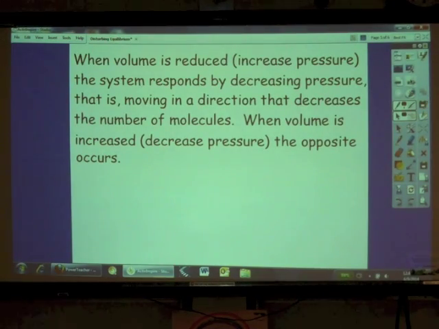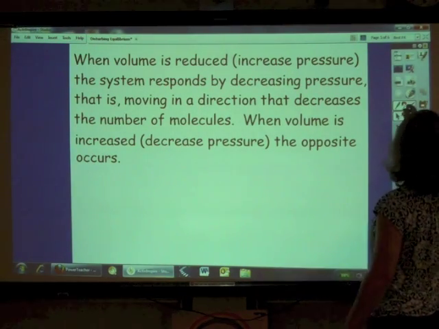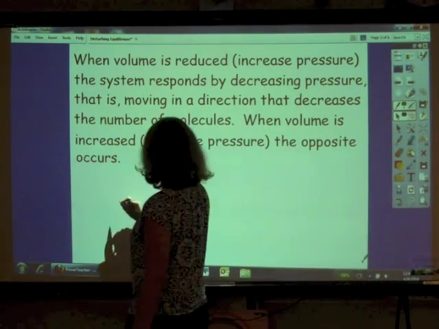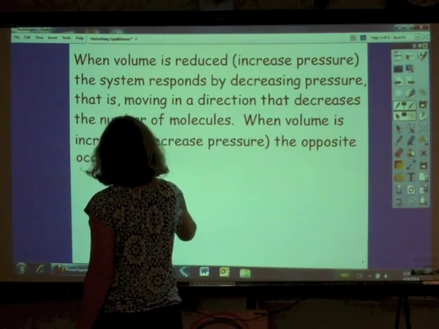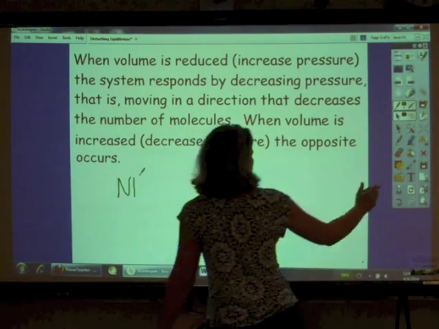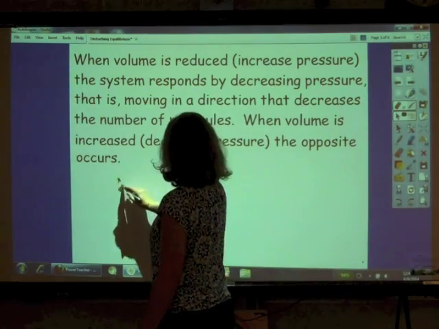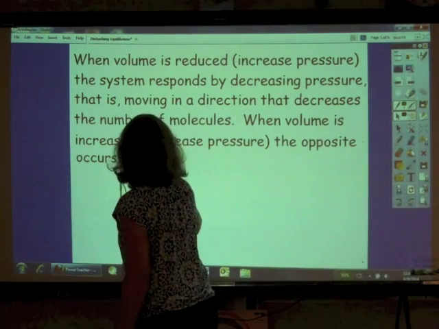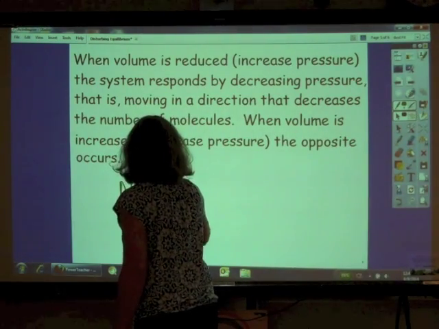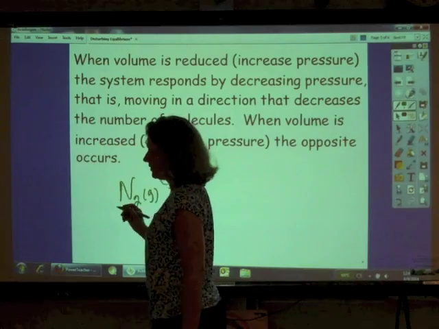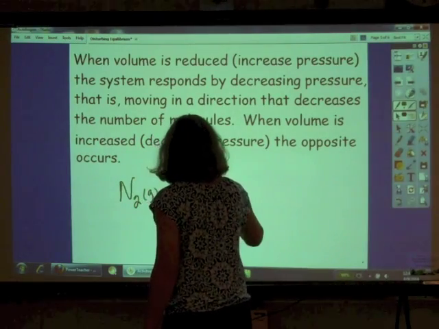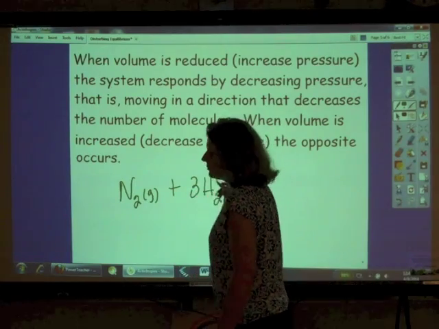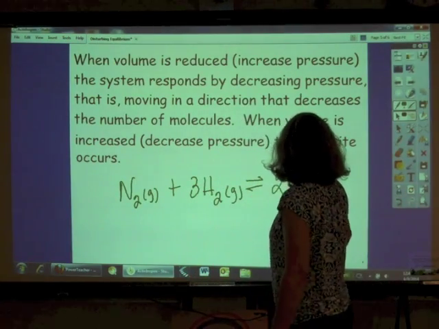So let's just go back to our old friend the Haber process. So we've got some ammonia. No, we don't. We have no ammonia yet. We will, but we don't yet. Okay, so we've got some nitrogen, and it's going to react with 3 moles of hydrogen. And it's going to give us how many moles of ammonia? 2 moles of ammonia.